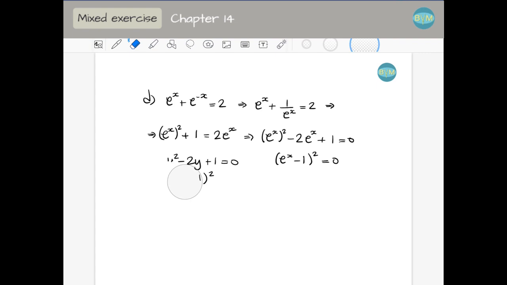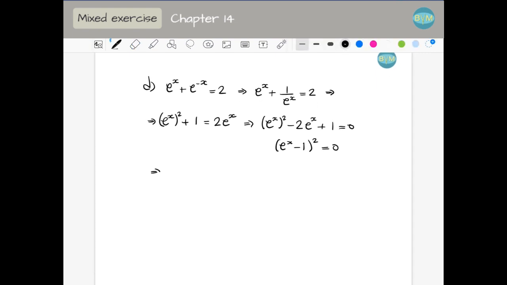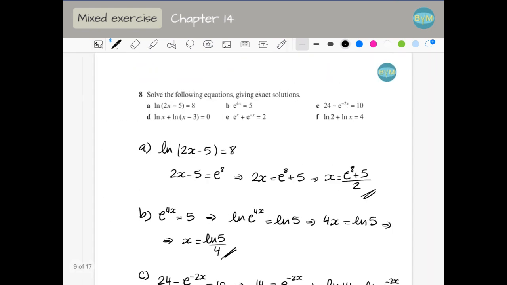And from here, I have that e to the power of x minus 1 must be 0, yeah? So if the square is 0, that means that this is going to be 0. Therefore, e to the power of x is going to be 1. And if e to the power of x is 1, remember, x is going to be 0, yeah? So e to the power of 0 is 1. It's the only value that gives you that. And that's the answer.